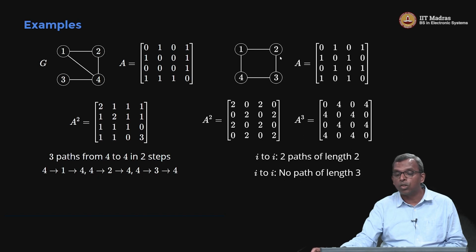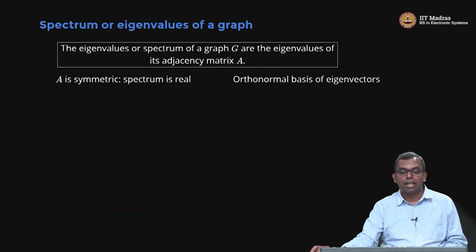Likewise, from 2 to 2, there's no path in 3 steps. But if you do 4 steps, you will again get something from 1 to 1, 2 to 2, 3 to 3, 4 to 4. It's very interesting how these things work. So from i to i, there are 2 paths of length 2, but no path of length 3. There are very interesting properties like this that you can see when you look at graphs of this nature. This gives you a sense of how to connect paths to the powers of the adjacency matrix.